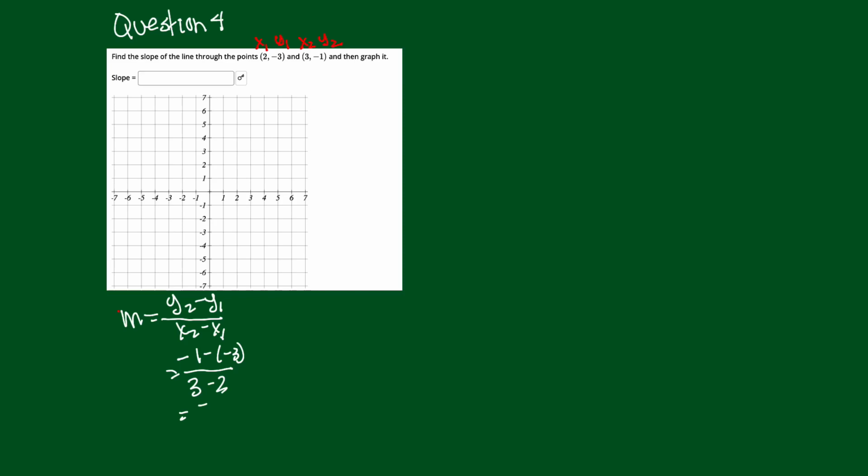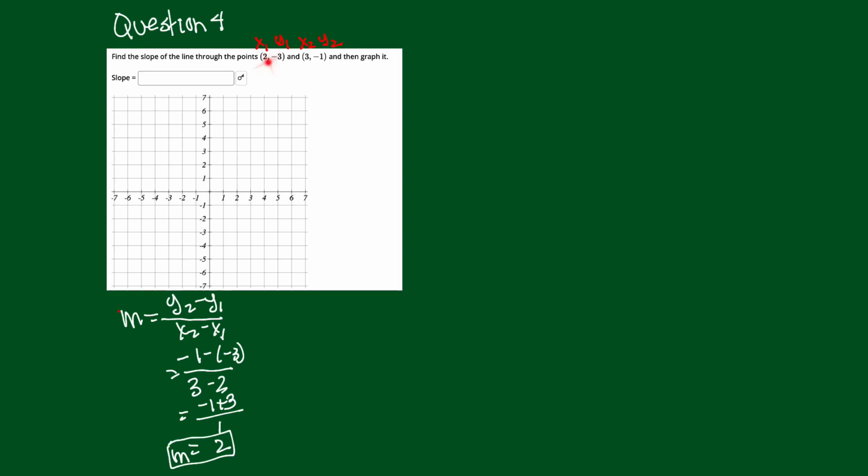This is going to give us negative 1 plus 3 over 1. So negative 1 plus 3 is 2 over 1, which is 2. So the slope of this line is 2. Now let's plot these points.